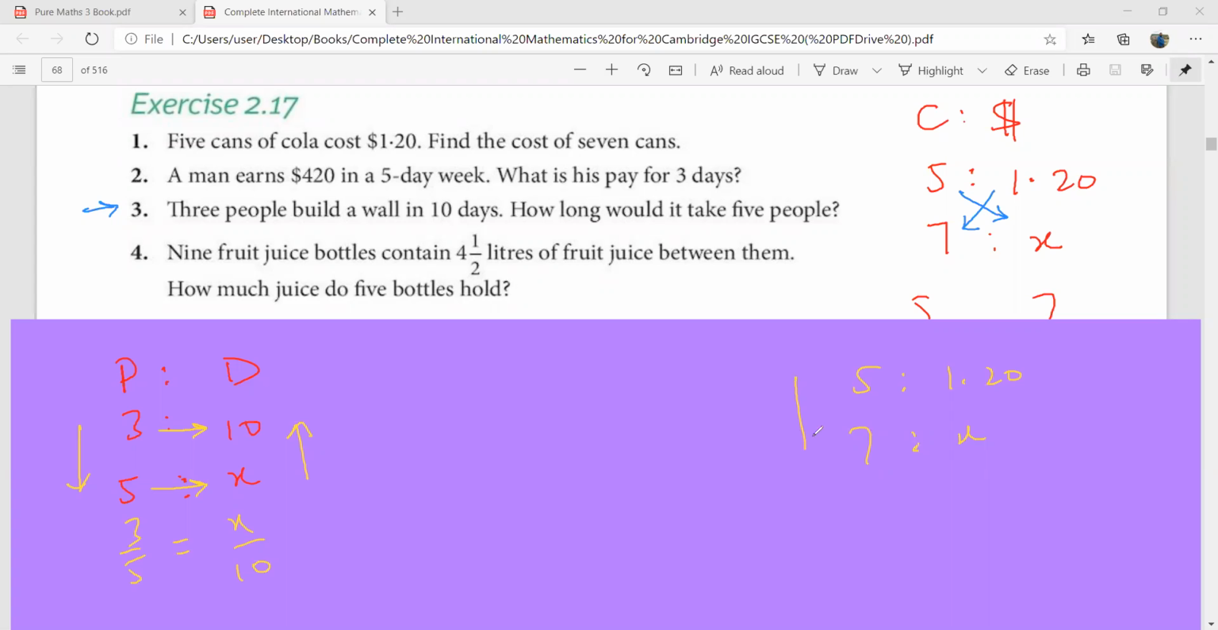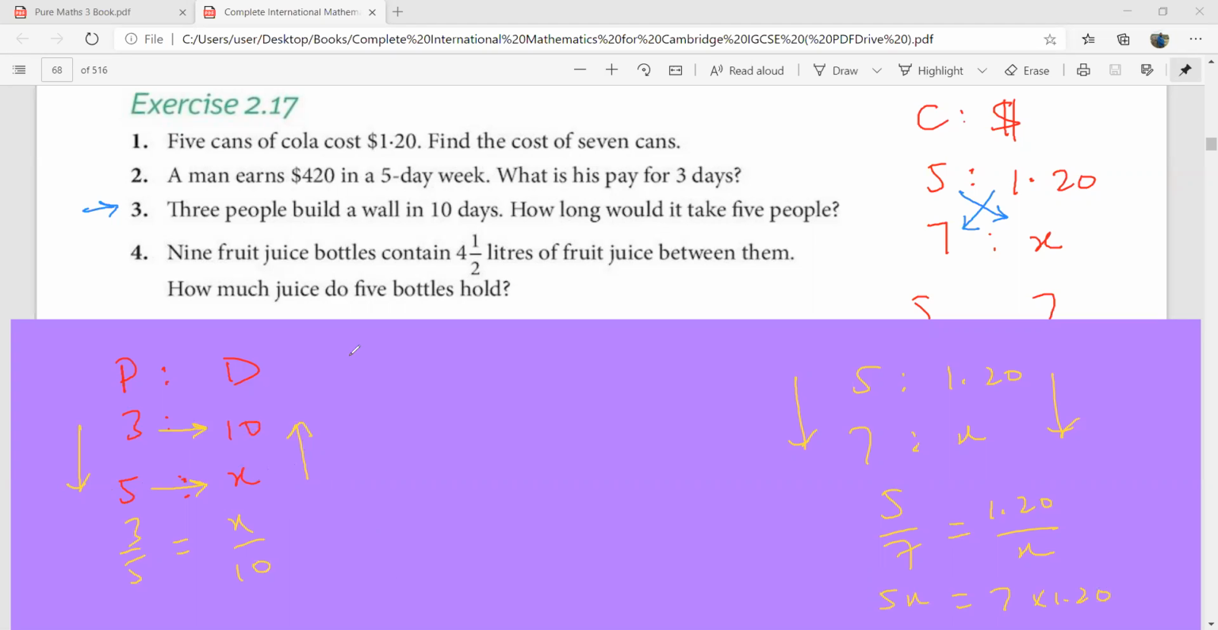If you increase this, this also increases. So you can write this as 5 over 7 equal to 1.20 over x. This gives you the same result as cross multiplying them, because this still becomes 5x equal to 7 times 1.20, and we have done this already. Whenever there is an inverse proportion, the things are inversely proportional to each other. You see that this is 3 to 5, this is increasing, so the other quantity is going to decrease. So if you write this 3 over 5, the other one would be written as x over 10.